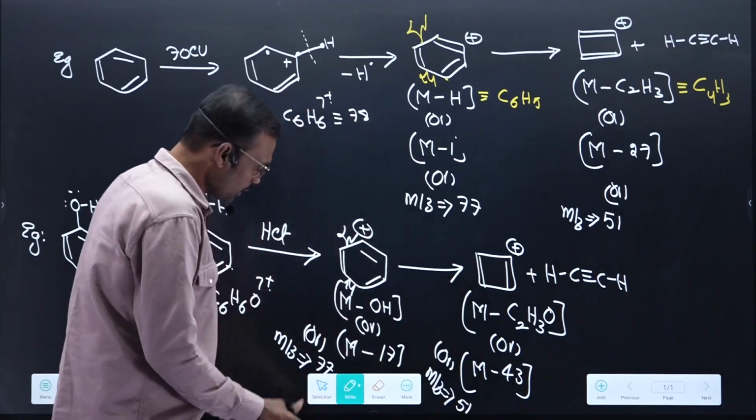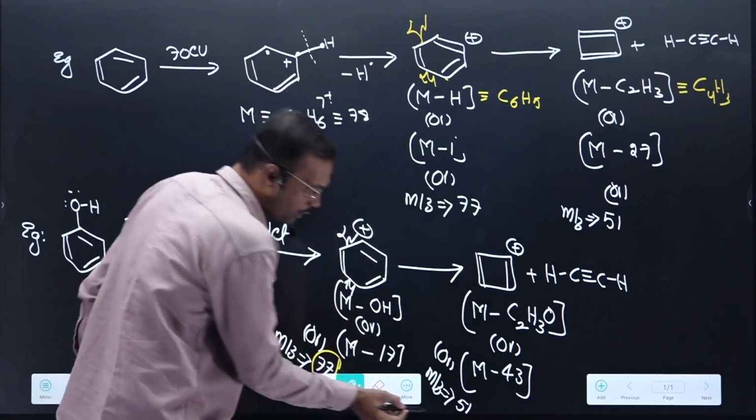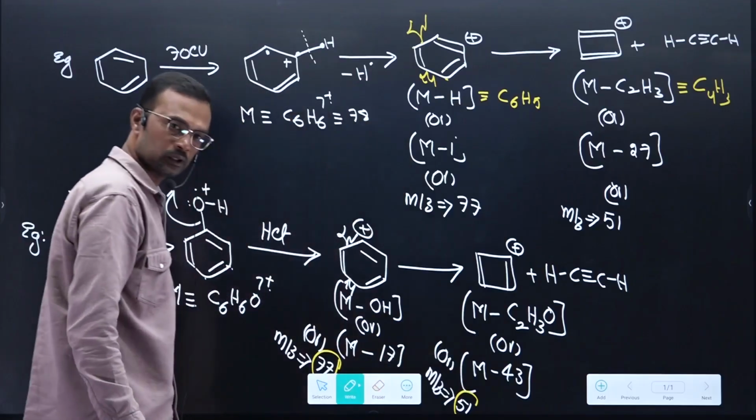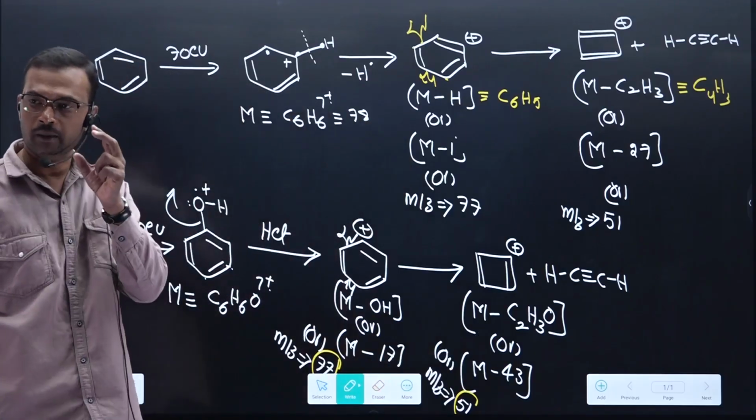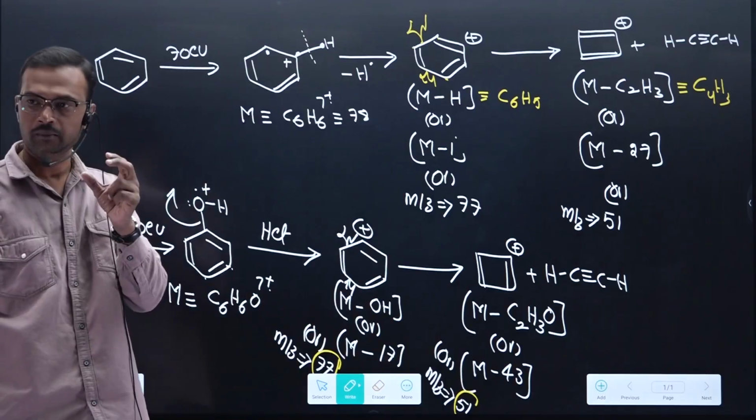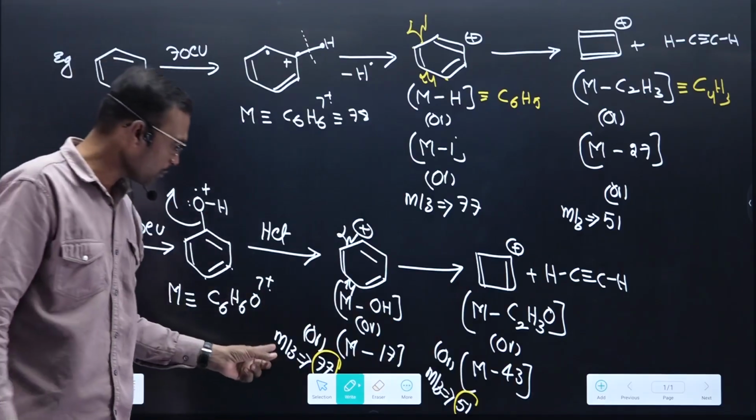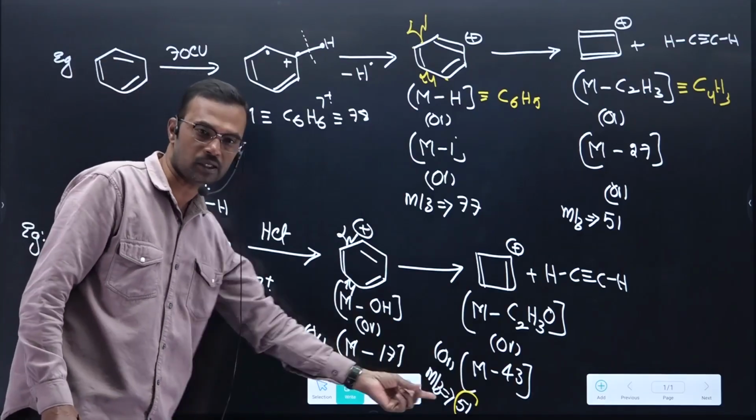So wherever you are getting 77, definitely one peak appears. What is that peak? 51. So in mass spectrum, mass peaks are represented by MZ value only. You should be familiar with MZ.